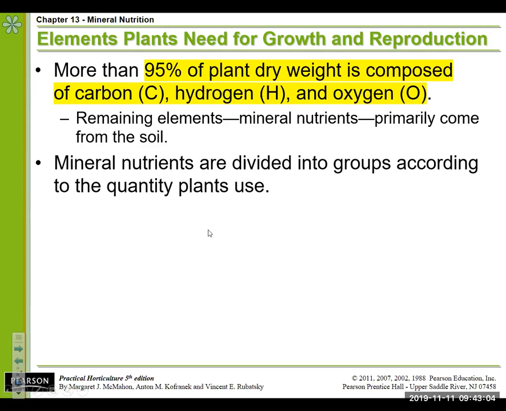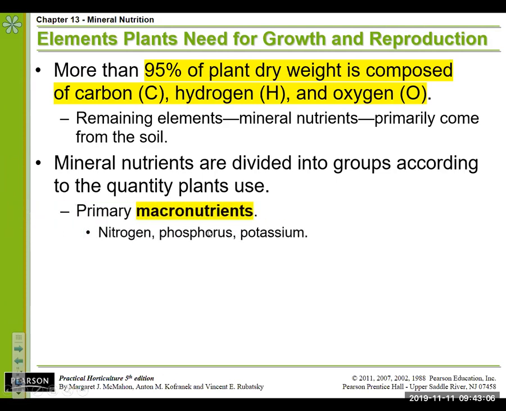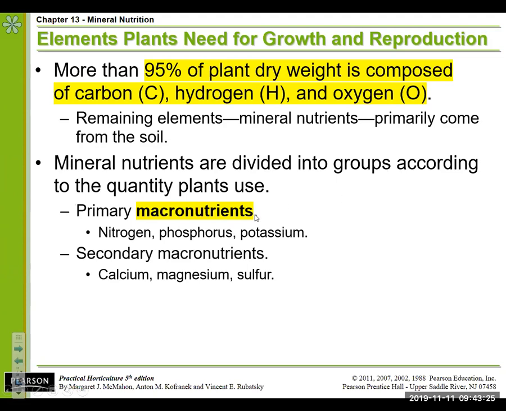The rest of the mineral nutrients that are coming from the soil, we divide into different groups according to how much they are needed and used by plants. So we have the primary macronutrients, macro meaning large amounts, the N, P, and K: nitrogen, phosphorus, and potassium. Then the secondary macronutrients: calcium, magnesium, and sulfur. If we were to look at what is left in that plant, a good 3% or so is nitrogen, phosphorus, potassium, calcium, magnesium, and sulfur.